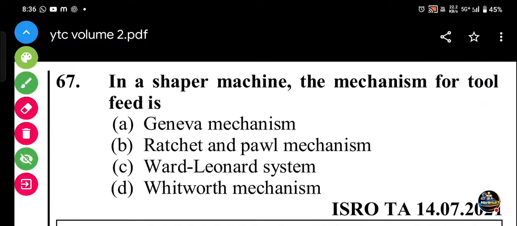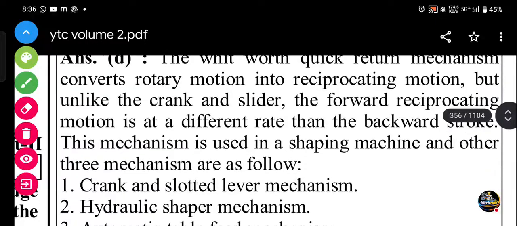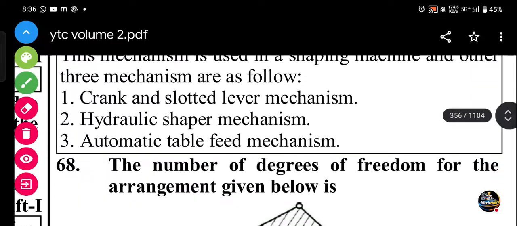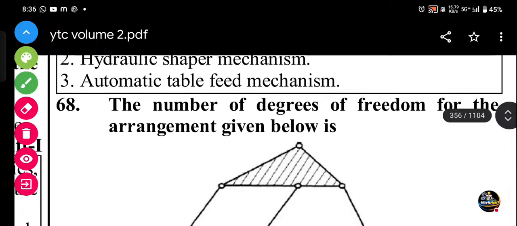In a shaper machine, the mechanism for the tool feed is the Geneva mechanism, ratchet and pawl mechanism, or Watt mechanism. The Whitworth mechanism is used in the shaper machine. Hydraulic slotted lever mechanism, hydraulic shaper machine, automatic table feed.